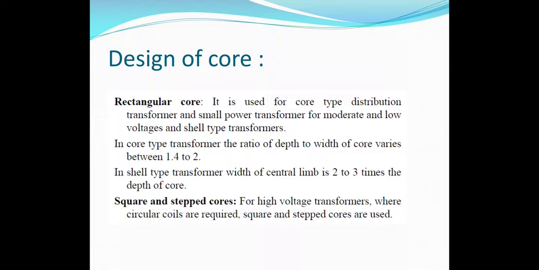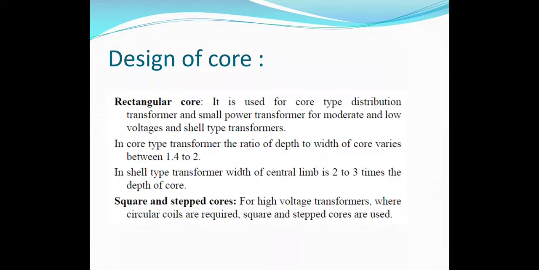And what type of coils can we use? There are many shapes of coil, rectangular, circular, etc. For distribution transformers, we can use either rectangular coils or circular coils. For high voltage transformers, we must use circular coils.